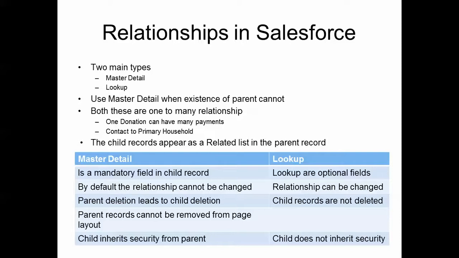In master detail, the parent, once it is set, cannot be changed. This is the default behavior, but the administrator may override this, and set it up such that it's possible to change the parent in master detail also. In lookup, this is not applicable. Relationships can always be changed in lookup.